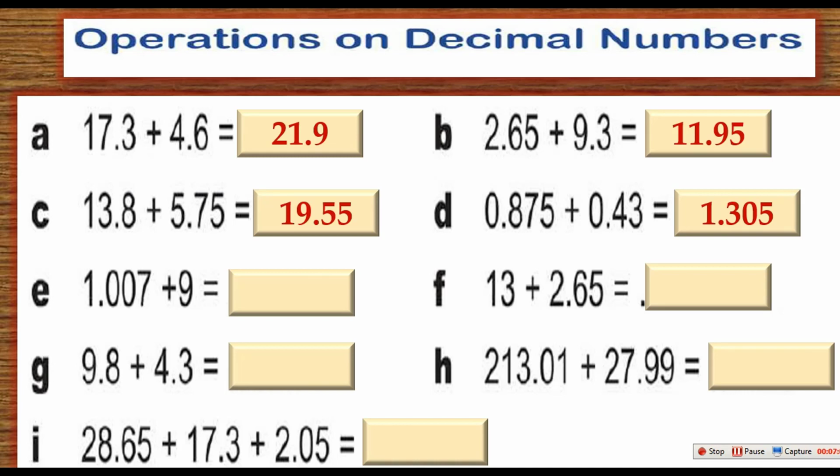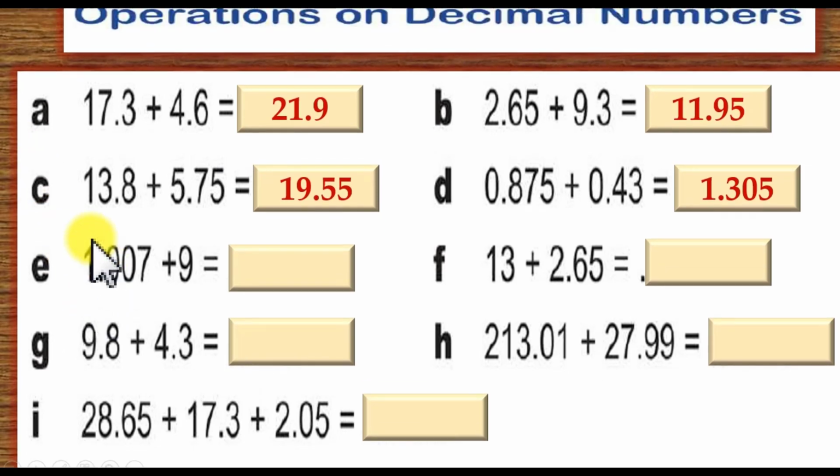1 and 7 thousandths plus 9. Look here. 1 is a whole number.